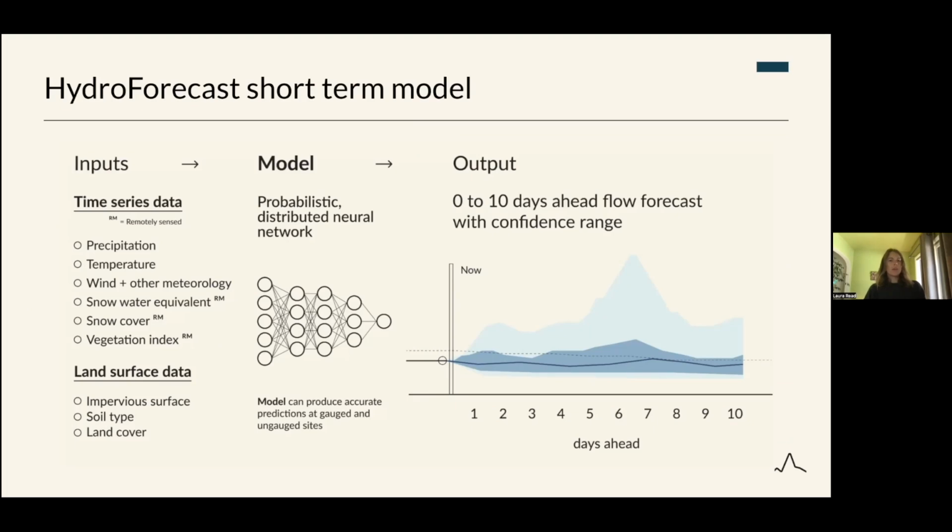The short-term model, this is sort of the workflow of that model where we take our inputs, and we've listed some of them here. Our model is unique in that we pull in multiple weather forecasts and also remote sensing data from snow and vegetation. And then we put that through our neural network, which now everybody understands completely. And we get a probabilistic forecast out of that. And I'm showing here the 10-day forecast, but we also do a seasonal forecast as well.